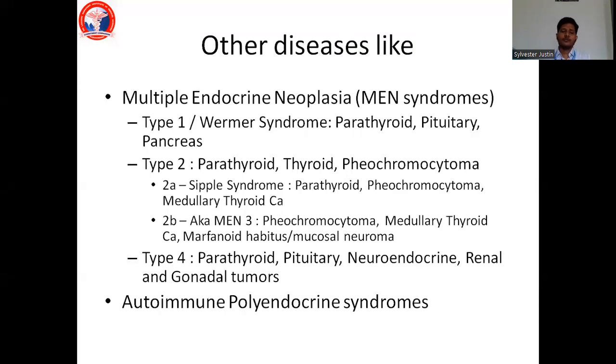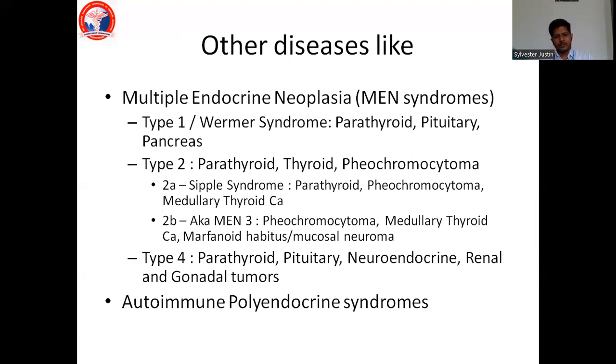Some other diseases could be specific to the endocrine system. For example, multiple endocrine neoplasia, where more than one endocrine organ is affected by hyperplastic and neoplastic growth. There are some specific types, like type 1, Wermer syndrome, which has a triad of parathyroid, pituitary, and pancreatic tumors, and type 2, where parathyroid, thyroid, and pheochromocytoma occur. And the thyroid tumor is usually medullary thyroid carcinoma.